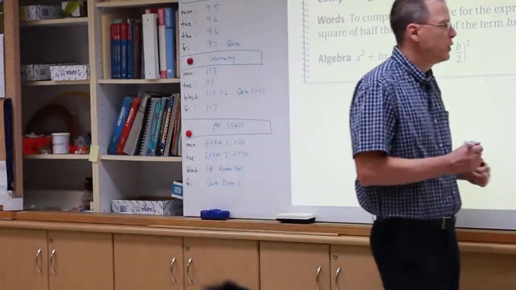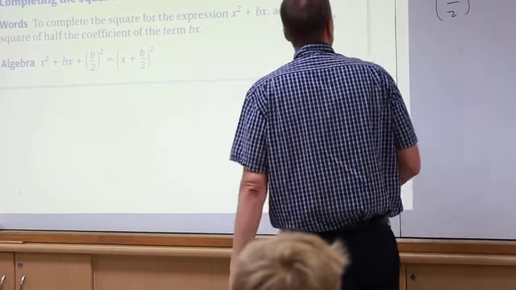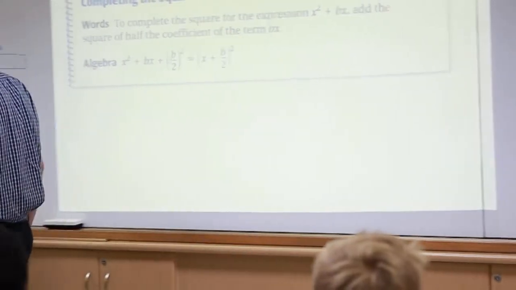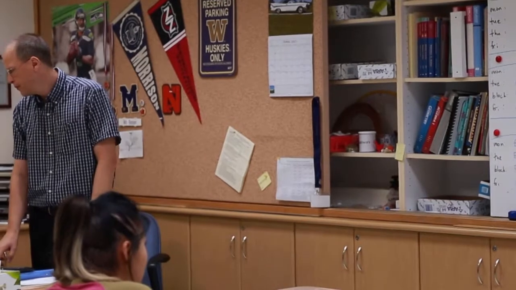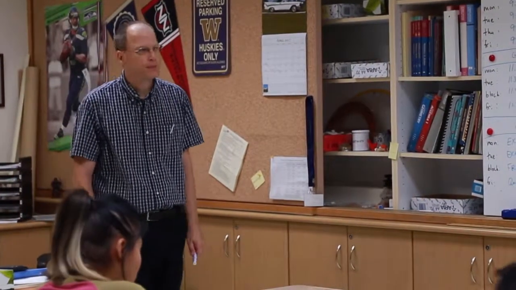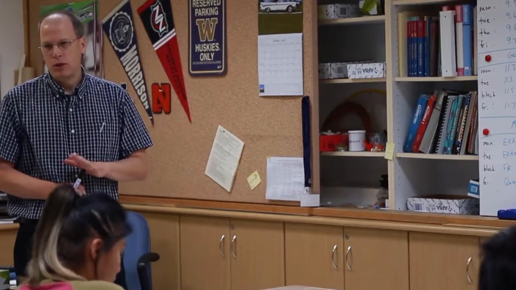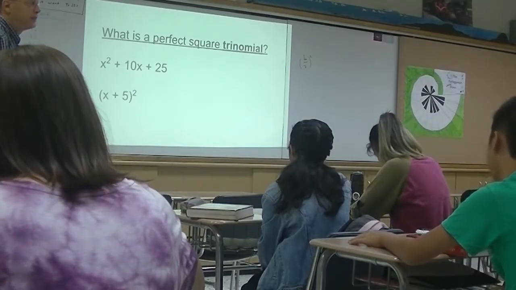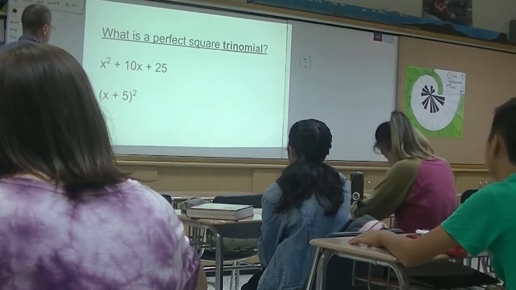b over 2 squared is your trick. If you go back and look, it'll make sense to you. Look at 10. Divide it by 2 and square it. 10 divided by 2 is 5. 5 squared is 25. So that's going to be our way to get from this number to this number.